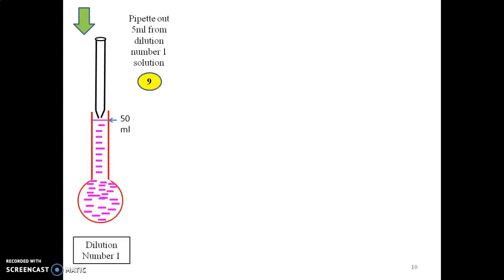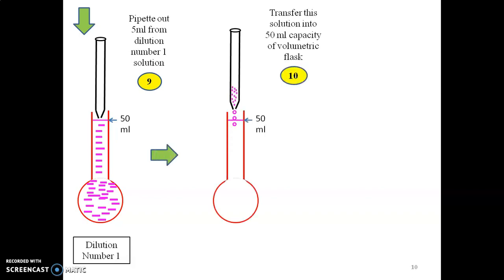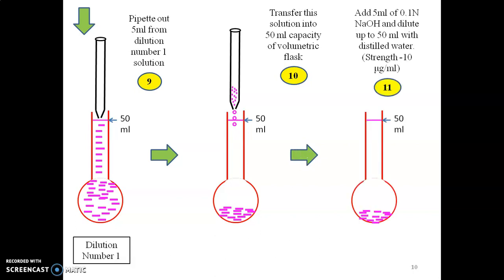Now, prepare the final dilution by using dilution number 1. Pipette out 5 ml from the dilution number 1 solution and transfer it into a 50 ml volumetric flask. Then add 5 ml of the 0.1 normal NaOH solution and dilute up to 50 ml with distilled water. So you will get a solution strength of 10 microgram per ml. You have to label that volumetric flask as the final dilution.